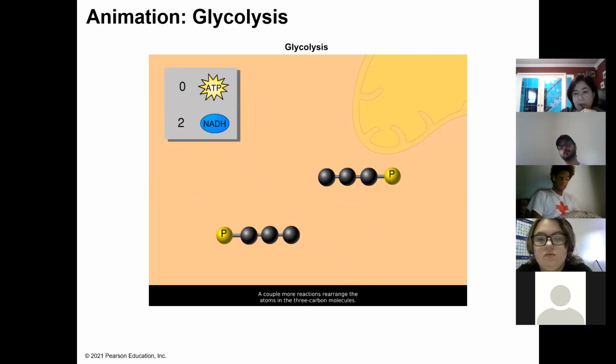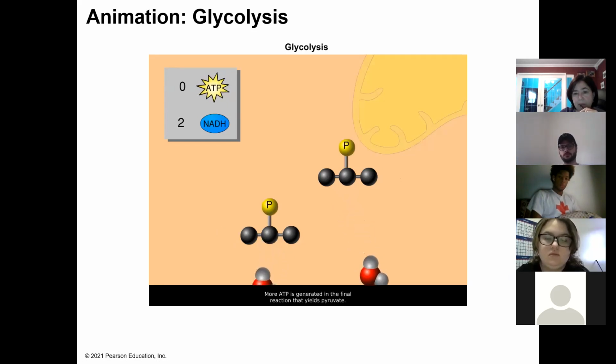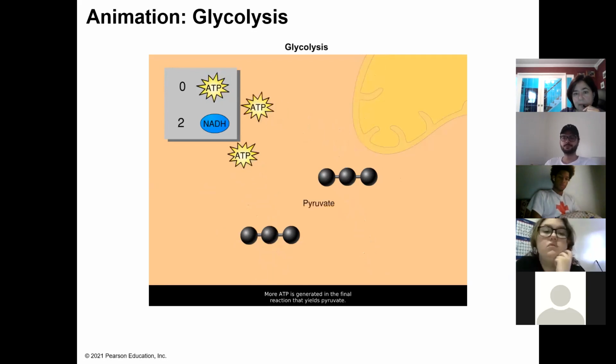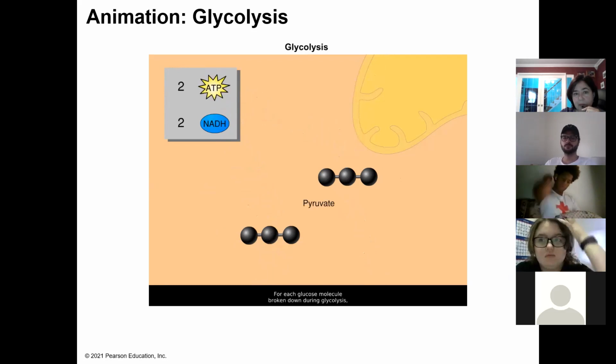A couple more reactions rearrange the atoms in the 3-carbon molecules. More ATP is generated in the final reaction that yields pyruvate. For each glucose molecule broken down during glycolysis, a net of two ATPs are formed, along with two NADH molecules.